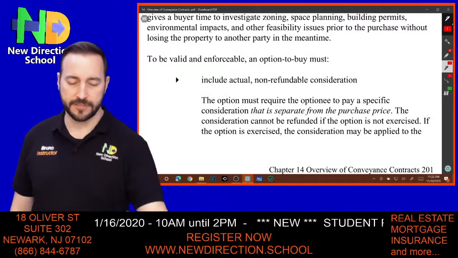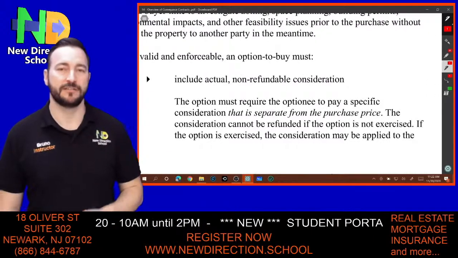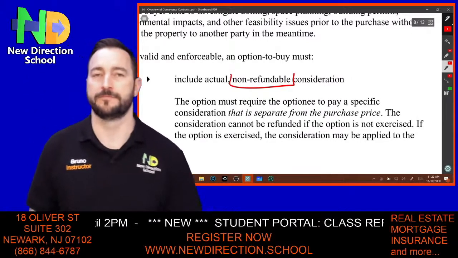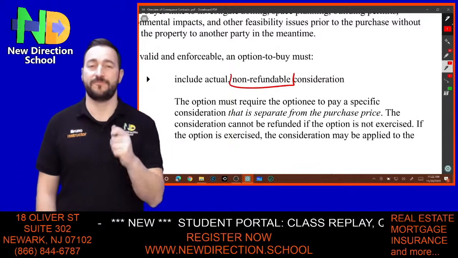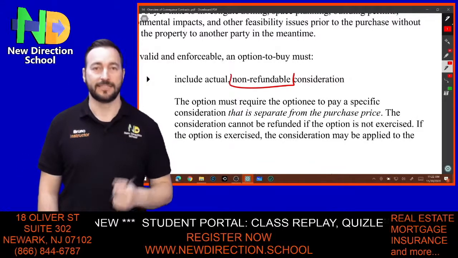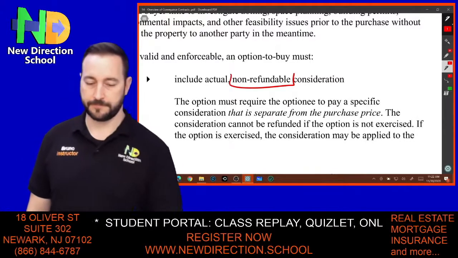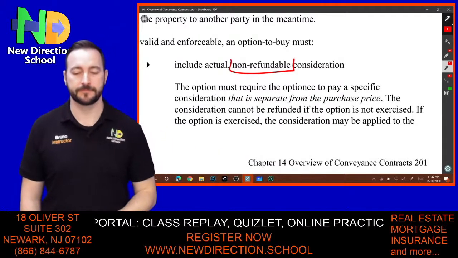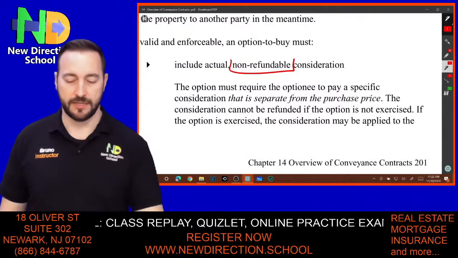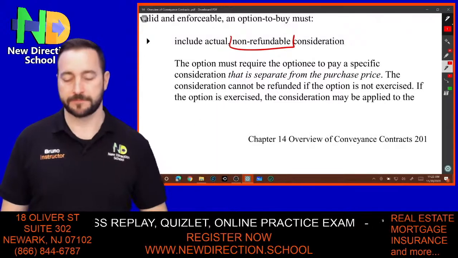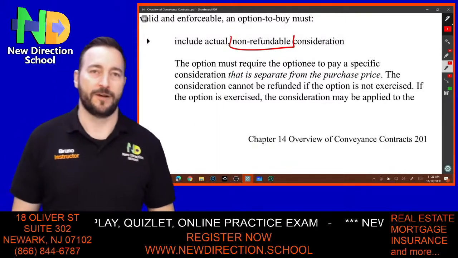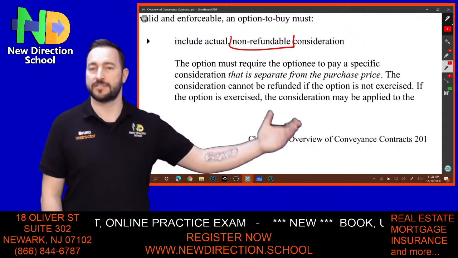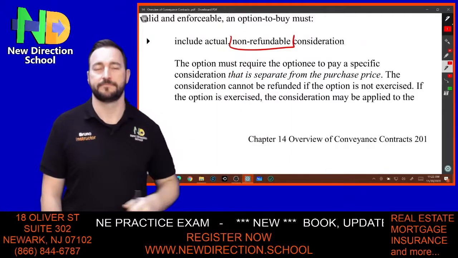There might be a little difference, but an option to buy must include an actual non-refundable consideration. Non-refundable. So if I give you $5,000 for that option, it's non-refundable. The option must require the optionee to pay a specific consideration that is separate from the purchase price. The consideration cannot be refunded if the option is not exercised. So that's the protection for the seller. If the buyer at the end of 3 years does not buy, the seller keeps that money. Simple.